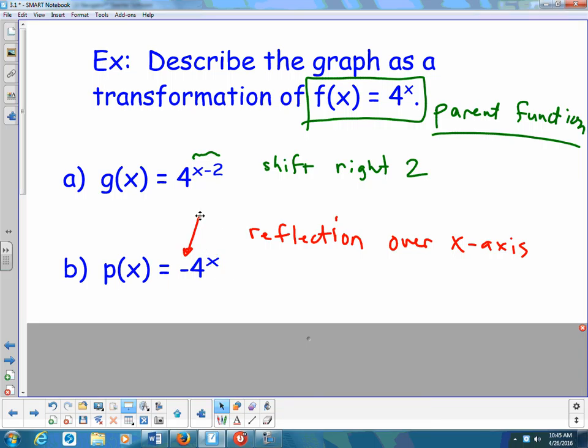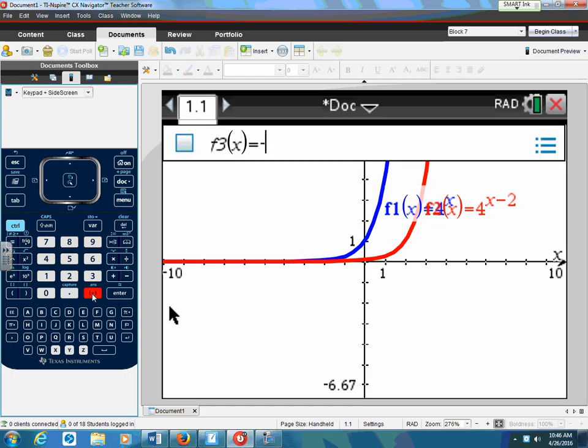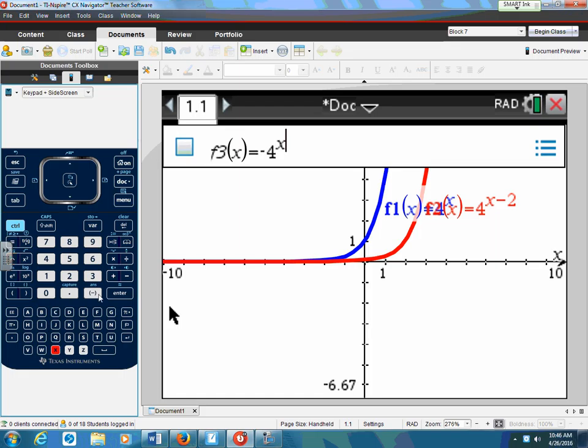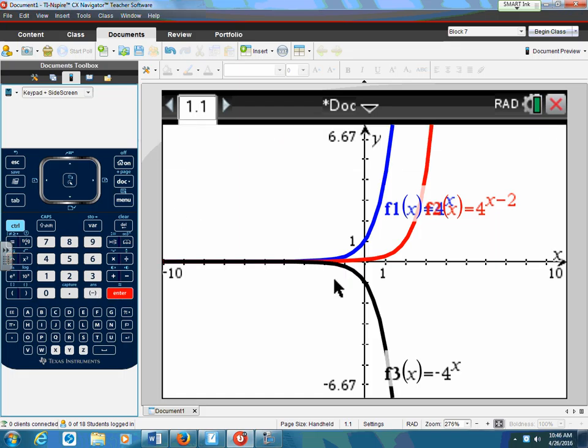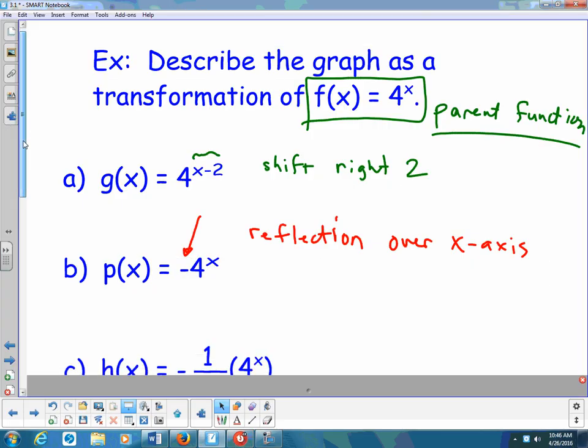So let's confirm that with our graph. I'm going to graph the opposite of 4 raised to the x. And there's our reflection over the x-axis. All right, and what about this one?